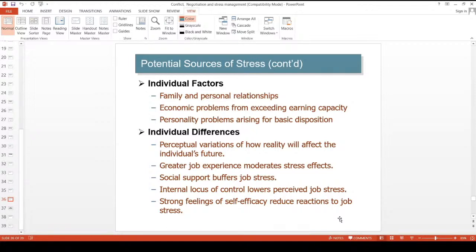Similarly, internal locus of control lowers the perceived job stress, and strong feelings of self-efficacy reduce the reactions to job stress. Self-efficacy means if you have the belief in yourself that you can do something, then of course there will be less stress. But if you believe initially that you cannot do something, then again that may be a sort of potential source of stress for you.